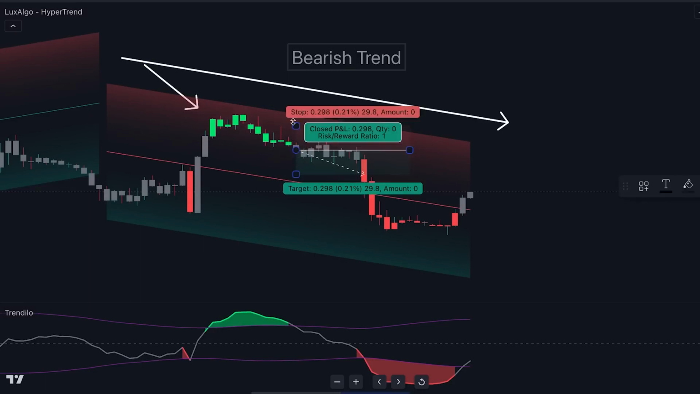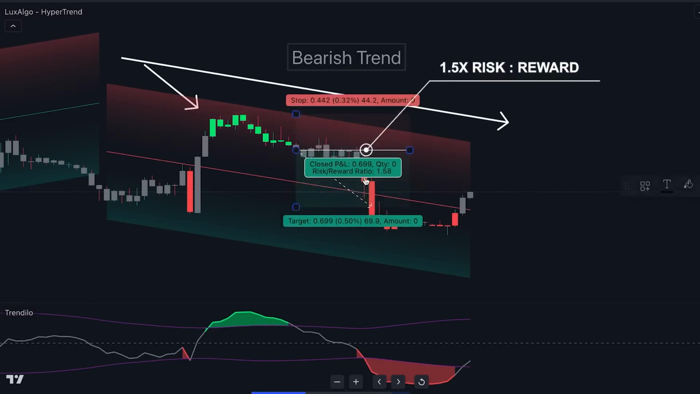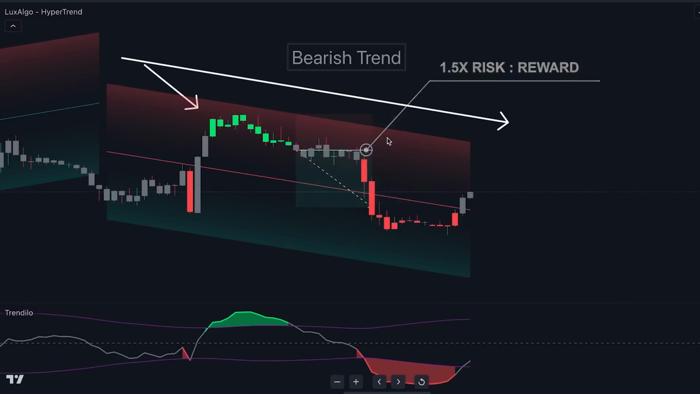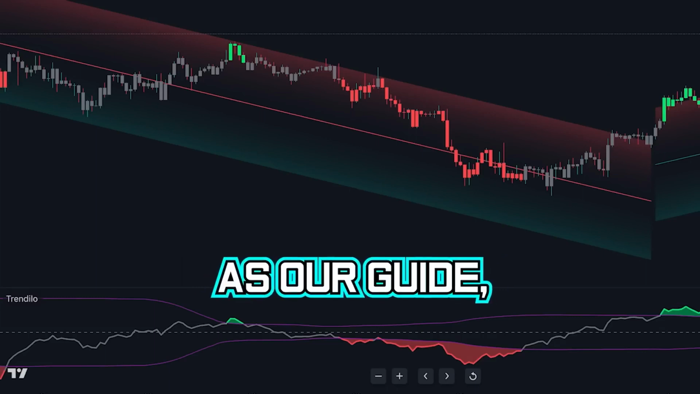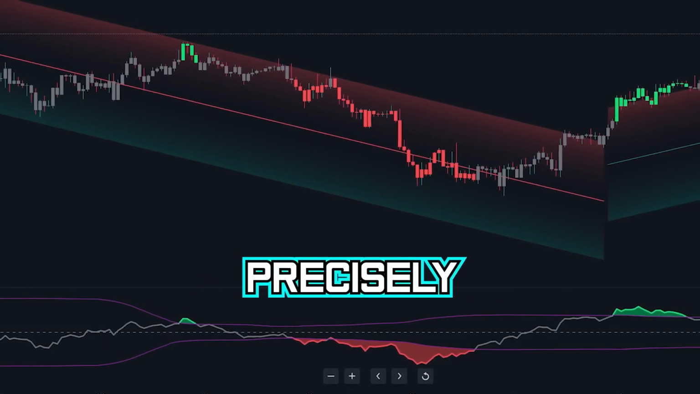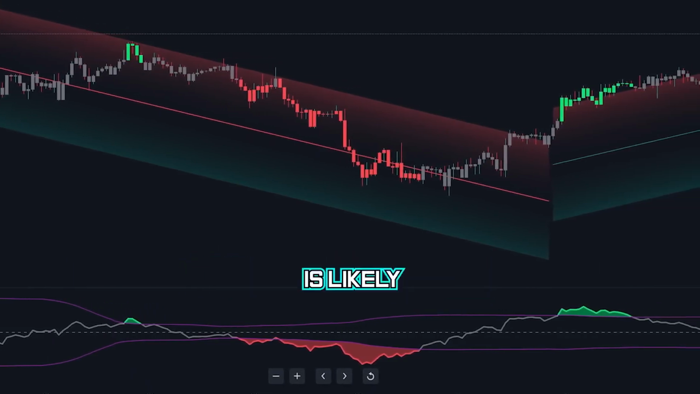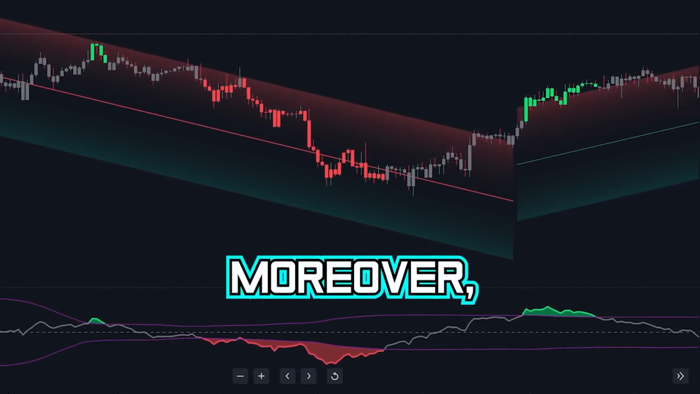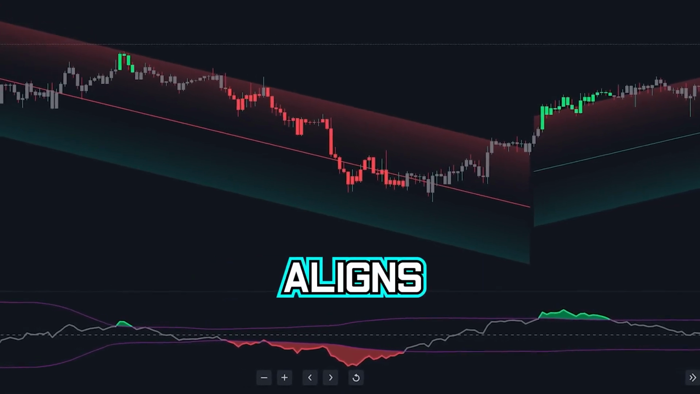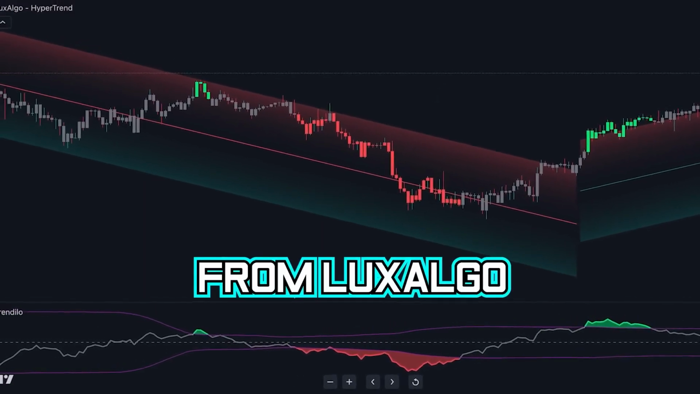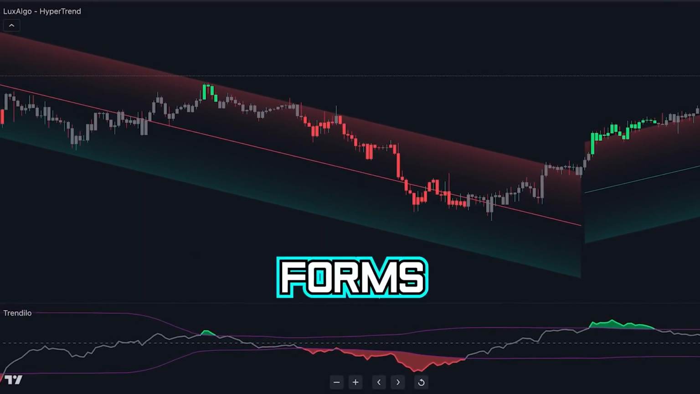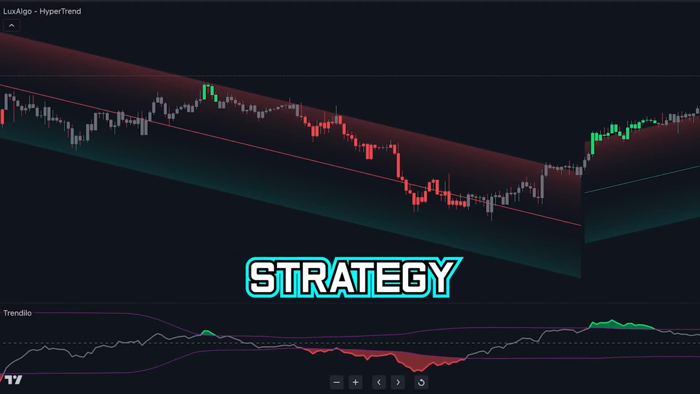The stop loss will be set above the most recent swing high, while the risk-to-reward ratio will adhere to a 1 to 1.5 structure. In this strategy, the TradingView indicator serves as our guide, enabling us to enter the chart precisely at the optimal point where price is likely to reverse. Moreover, our trading direction aligns with the overarching market trend identified by the hypertrend indicator from LuxAlgo. This synergy forms a remarkably potent strategy.